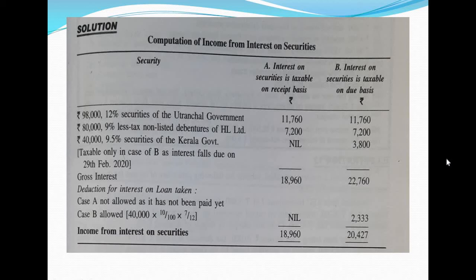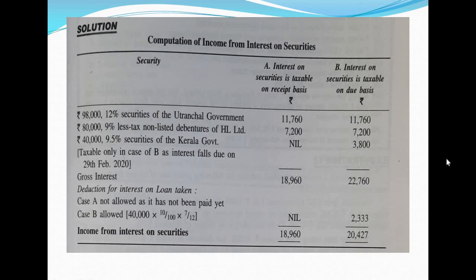Let me repeat it here again. Remember, in income tax, we don't calculate the interest on a time basis, but we have to look at the due date of interest. So the investment has been made prior to the due date of interest, and the interest is paid once in a year, so the interest will be calculated for one full year. Then you will see that the gross interest, after adding up, under the first case will be 18,960, and under the second case will be 22,760.